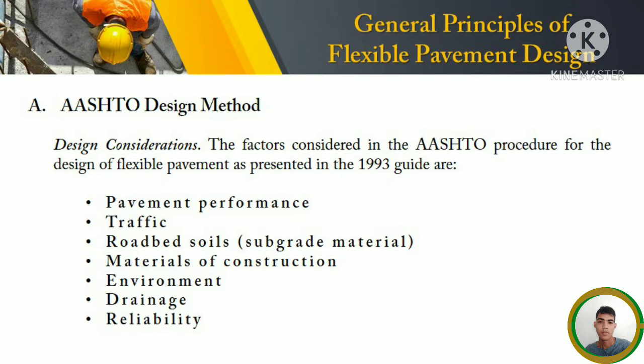The factors considered in the AASHTO procedure for the design of flexible pavement, as presented in the 1993 guide, are the pavement performance, the traffic or traffic load, roadbed soils or subgrade materials, materials of construction, the environment, the drainage, and the reliability.